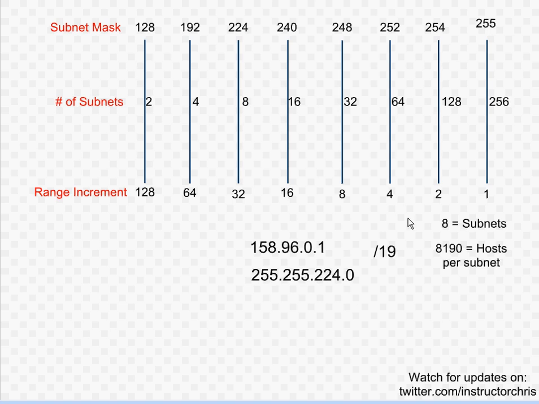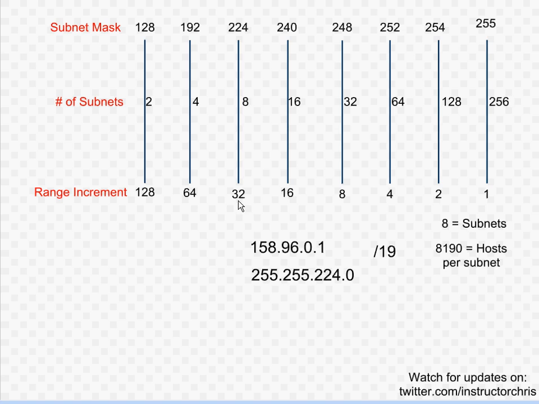There's 8 subnets. We could actually work out 8 ranges, but look at the magic number, and this is going to give you some good information. It's going to give you something called the range increment. So I come all the way down, and my range increment is 32.